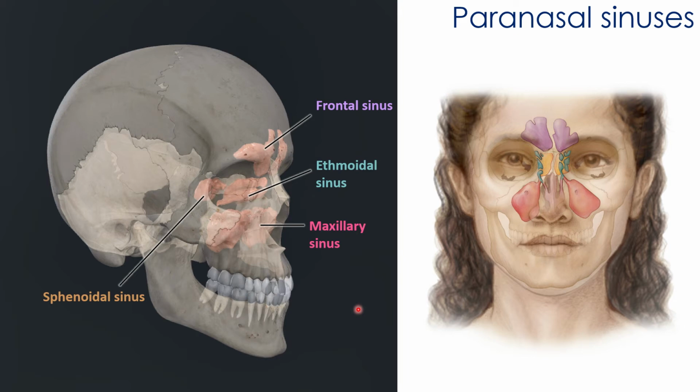These paranasal sinuses have a mucus lining that helps to humidify and warm the inhaled air. It also causes these skull bones to be lighter, so that's less weight to support, and they do provide resonance to your voice, which is why your voice changes if your nose is stuffed up, if there's swelling and less volume in that cavity, because it alters the resonance of your voice.